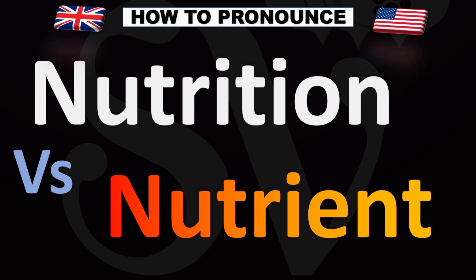Now the bottom word is pronounced as nutrient in British English, nu-tri-ent, a stress on the first syllable, nutrient. Nutrients are the components of nutrition. In American English, the bottom word is pronounced again with a nu sound at the beginning, nutrient. So nutrient, British English, nutrient, American English.